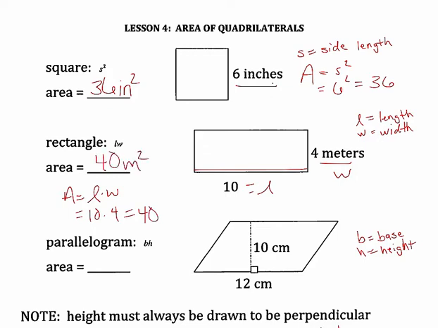Now the parallelogram is very similar to the rectangle, but we don't say length times width, we say base times height. And the important note that you need to make sure you catch here is the height must always be drawn perpendicular to that base. So you'll notice we have this right angle symbol showing that that is the height. Okay? So that means that my base is 12 and my height is 10. So the area of this parallelogram is going to be the base times the height, or 12 times 10, which would be 120, in this case, centimeters squared. So those three examples most people are familiar with, and we can do those very easily.